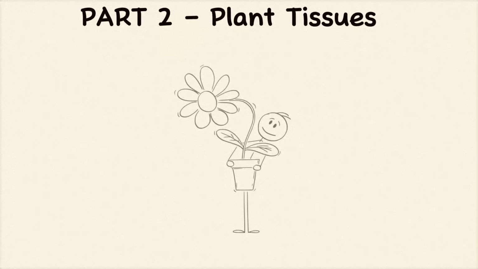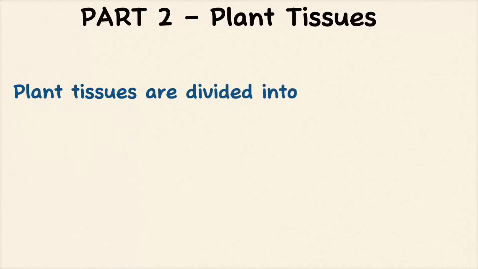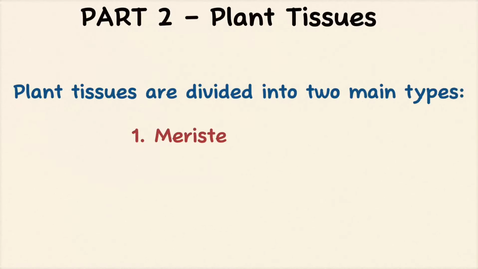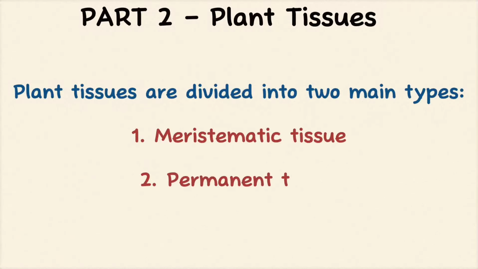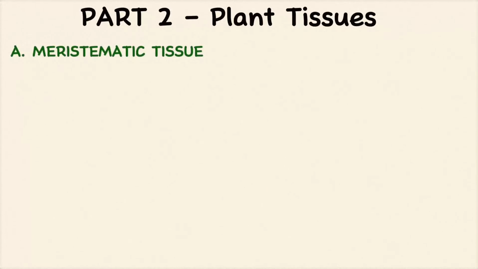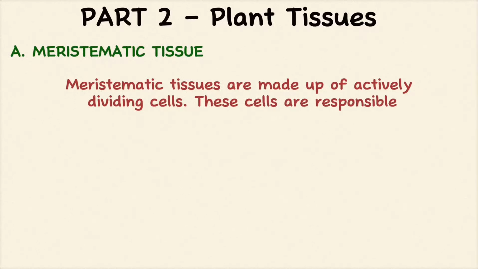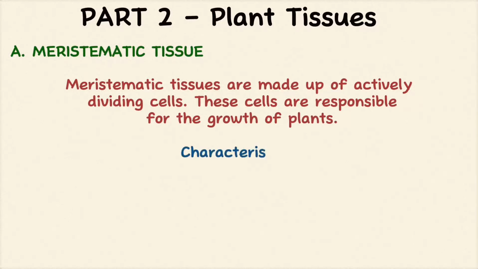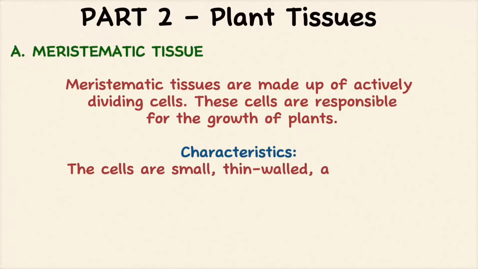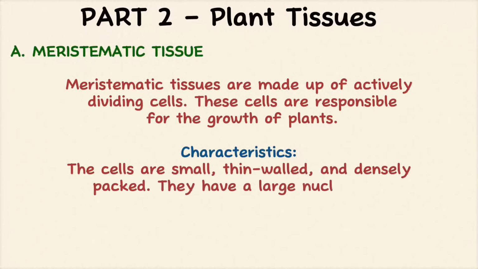Part 2. Plant tissues. Plant tissues are divided into 2 main types. 1. Meristematic tissue. 2. Permanent tissue. A. Meristematic tissue. Meristematic tissues are made up of actively dividing cells. These cells are responsible for the growth of plants. Characteristics: the cells are small, thin-walled, and densely packed. They have a large nucleus and almost no vacuole.